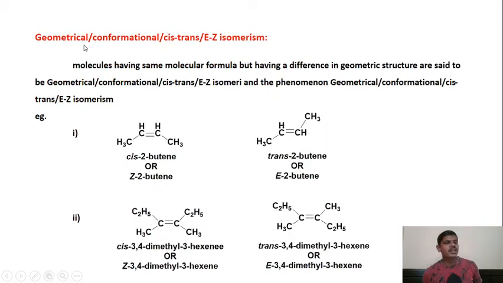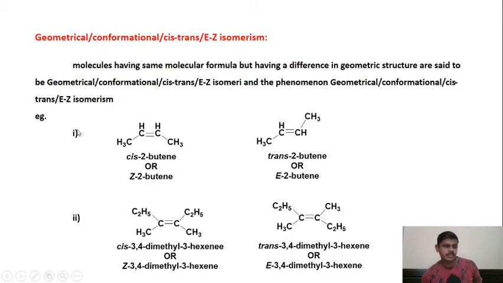Geometrical isomerism is also called conformational isomerism, cis-trans isomerism or EZ isomerism. These three or four names are of the same isomerism. Now we are going to see the definition. Molecules having the same molecular formula but a difference in geometrical structures are said to be geometrical, conformational, cis-trans or EZ isomers. Sorry, it should be isomers, and the phenomenon is known as isomerism.